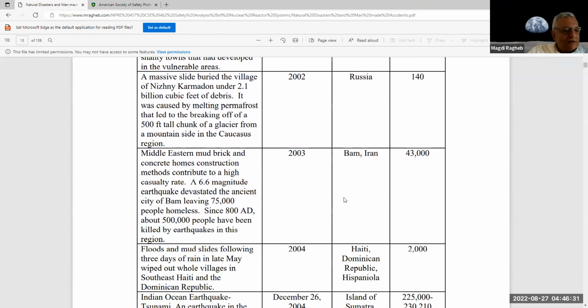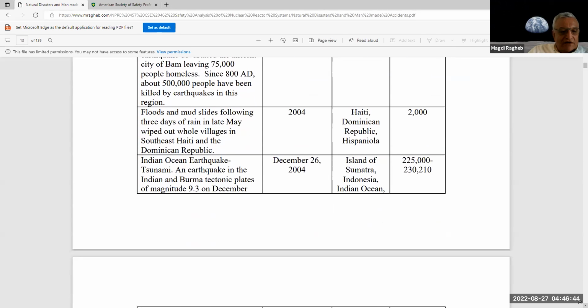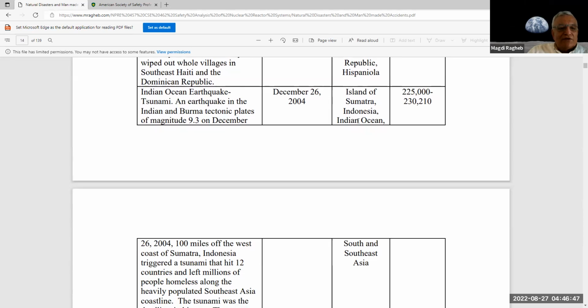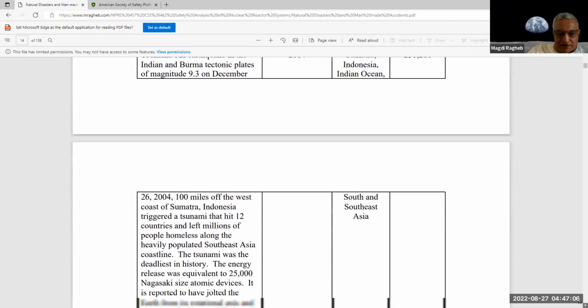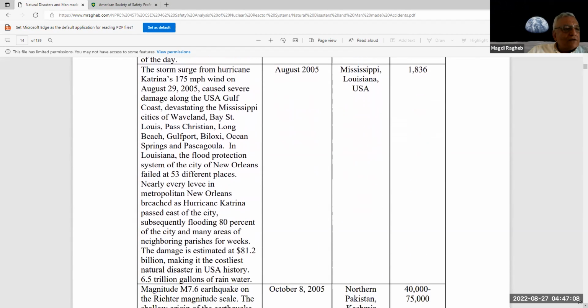Let me go fast here. In the Middle East in 2003, in Iran, an earthquake happened and destroyed structures built out of stone, killed 43,000 people. Another earthquake, now that is in our lifetime: the island of Sumatra, Indonesia, before Fukushima. In 2004, a tsunami happened in Indonesia and caused the deaths of 225,000 to 230,000 people. So earthquakes in the ocean can cause a tsunami and kill people.